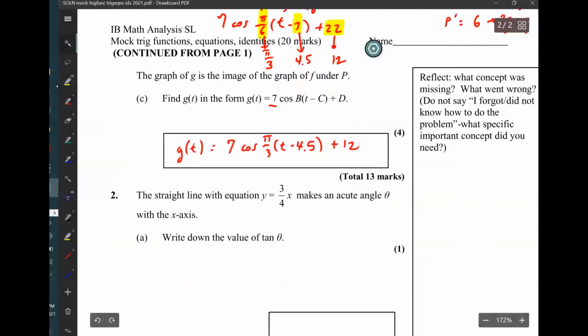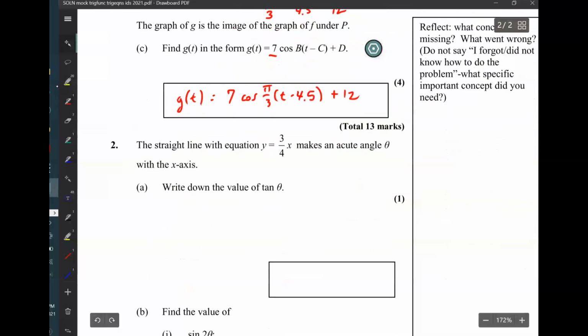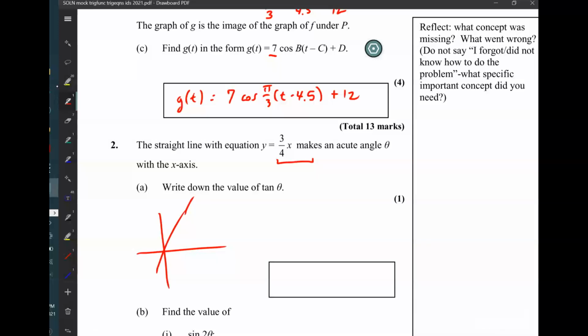Okay. Second problem. The straight line with equation y equals 3/4 x makes an acute angle theta with the x-axis. So basically, this is an equation of a line with no y-intercept. So we could just kind of make it like that, okay? And it says it makes an acute angle theta with the x-axis. That would be this angle here.